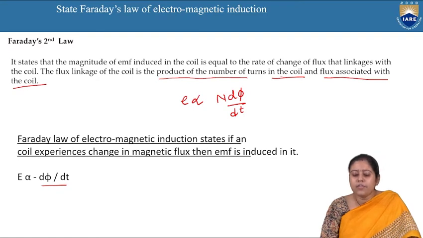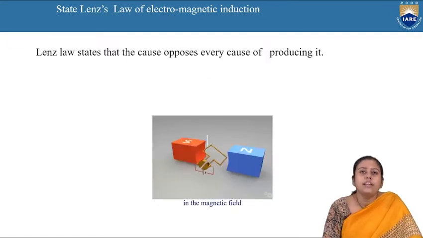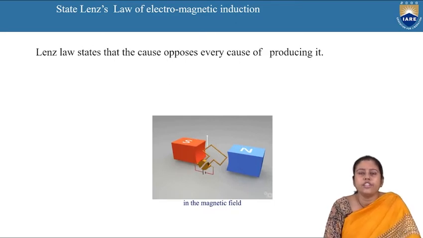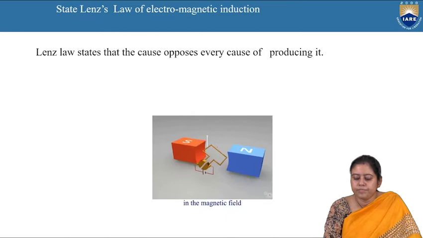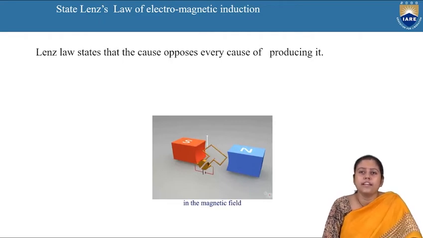And what is the third one? The third one is Lenz's law. Though Lenz's law is another law of electromagnetic induction, we can treat it as the important third law of Faraday's laws. What does Lenz's law tell? Lenz's law states that the effect opposes the cause of producing it.